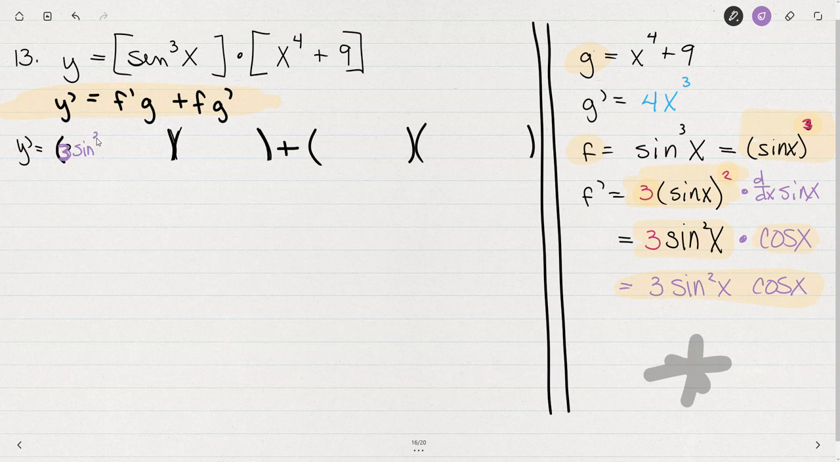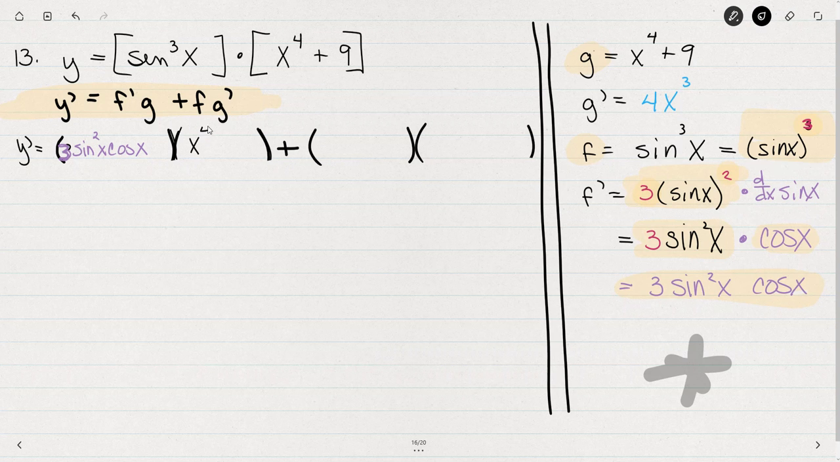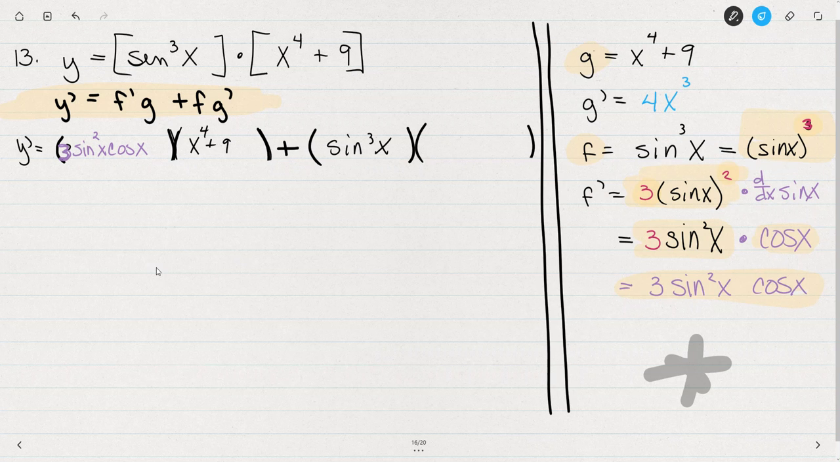3 sine squared of x, cosine of x, times the second factor, so that's the x to the 4th plus 9, plus the first factor, sine cubed of x, times the derivative of x to the 4th, which is 4x cubed. Now if I distribute, I can add. Let me show you what I'm distributing.